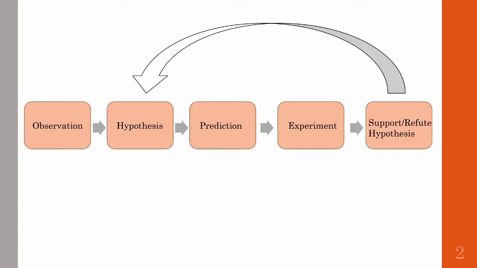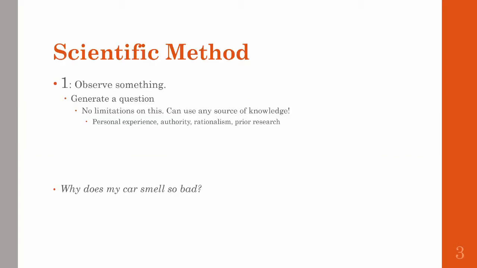Then you test your prediction using an experiment. Resulting from that experiment, the data will indicate if your hypothesis is supported or refuted. Then you use that to update your original hypothesis, which can be used to make future predictions. So we'll go ahead and break down these steps a little more.